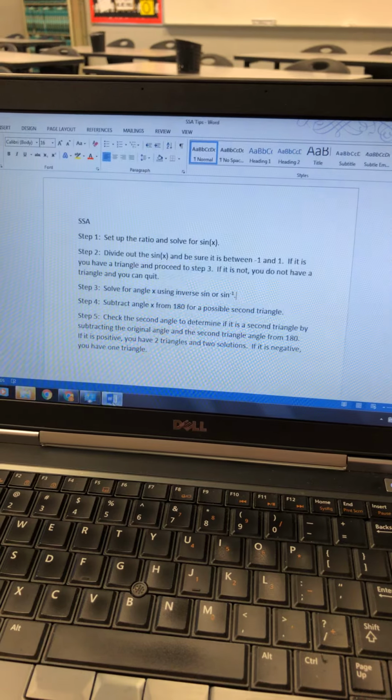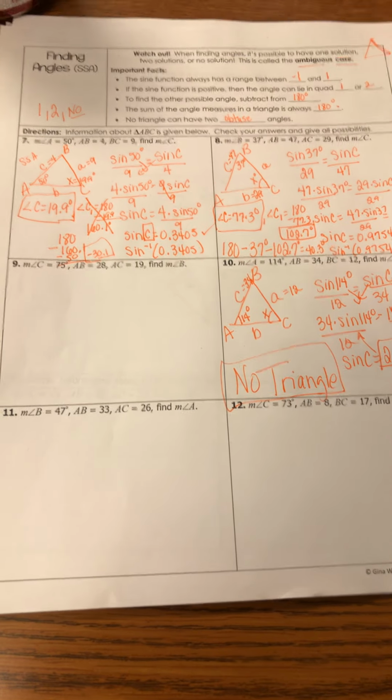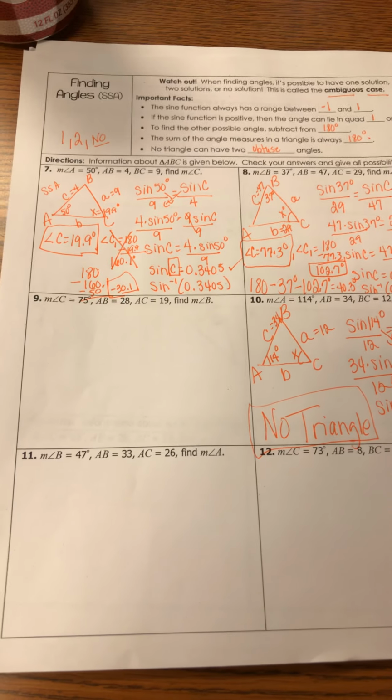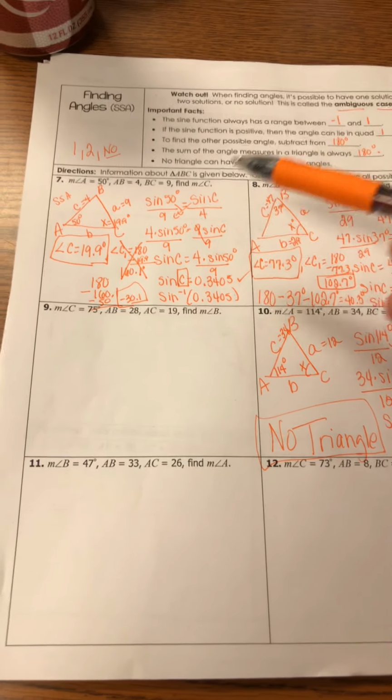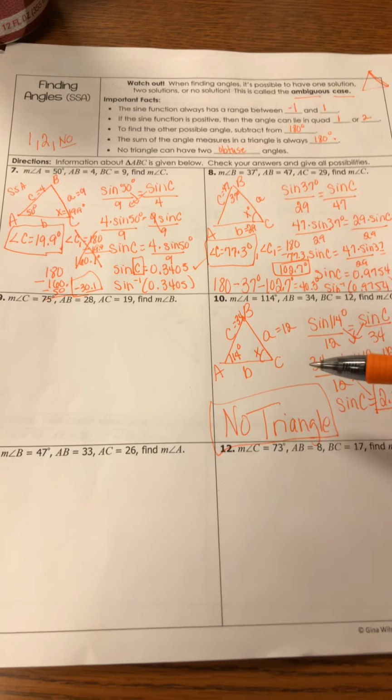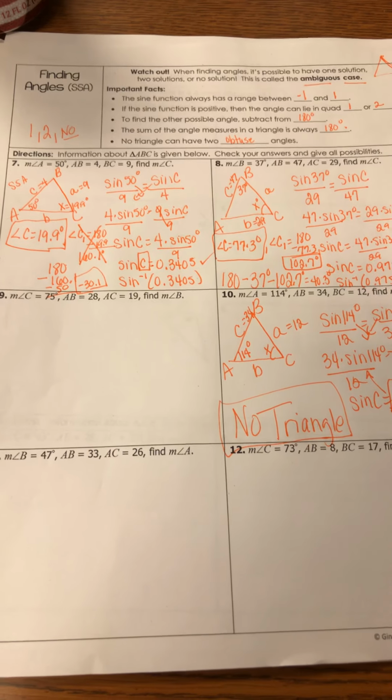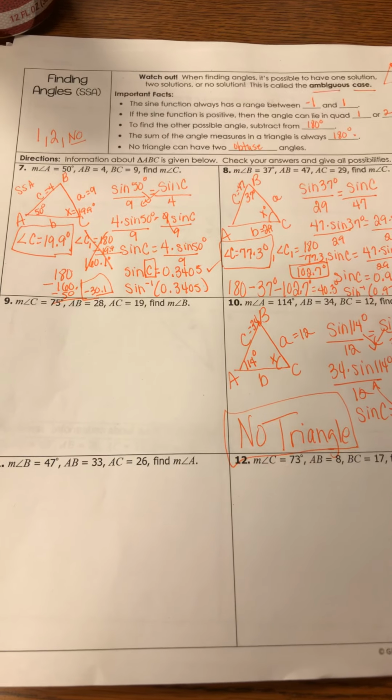Okay, so follow the steps that you have on your Word document, and I want you to do 9, 11, and 12. On 9, 11, and 12, you're going to have one of each. One solution, two solutions, no solution. Okay, so do those three. Take your time. Do a good job.